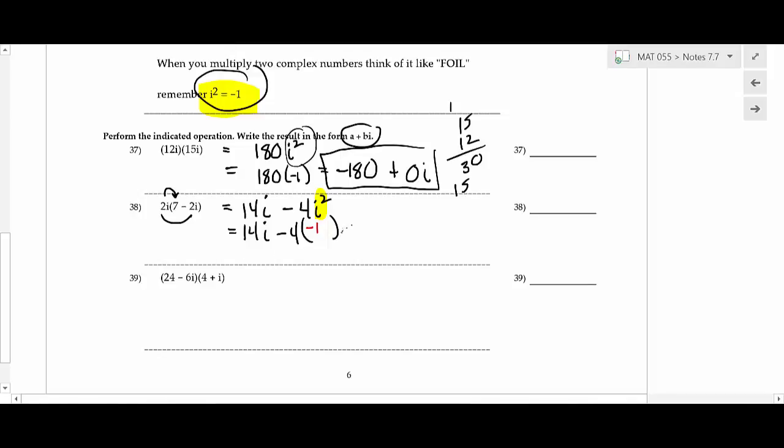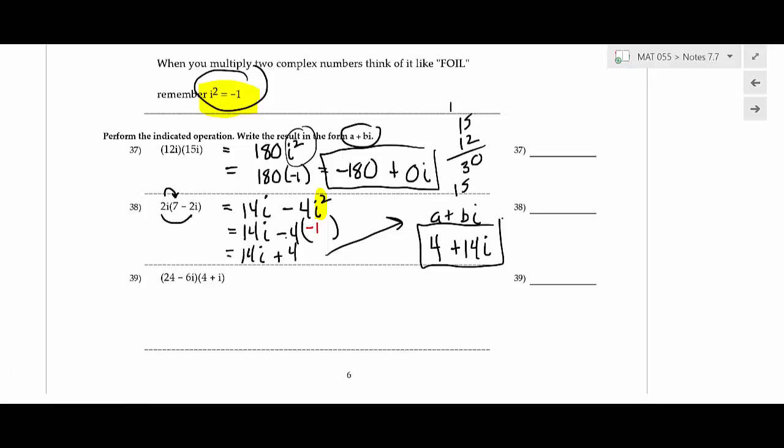So that's going to give you 14i, and then a negative times a negative is a positive, so that's 4. Now, the best way to write the answer, since we're doing a plus bi, is to put the 4 first, then the 14i second, like that. That's how you write your answer. So basically, it's stuff you already know how to do. The only thing different is the i squared, right? That's it. Okay, how about the next problem?